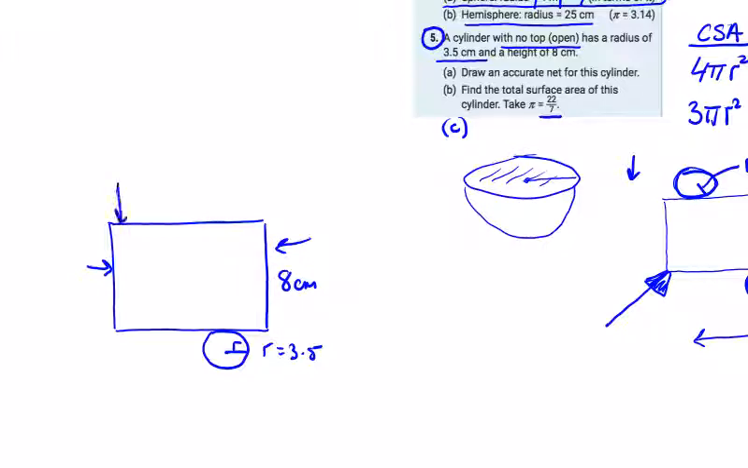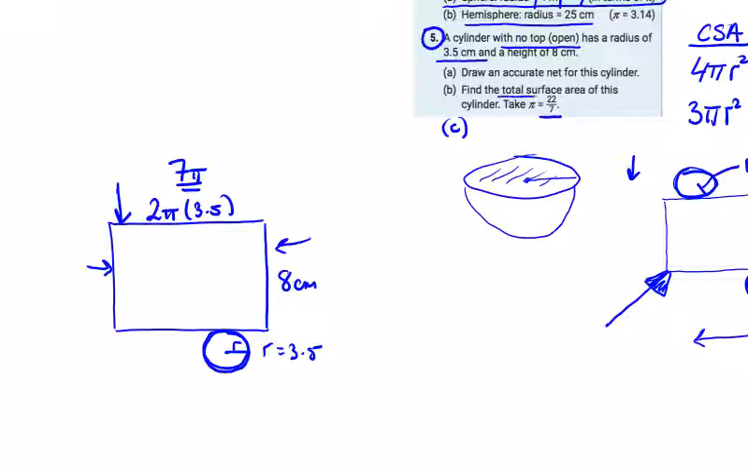Now, what length would this top be? It would be the length of the circle. Maybe we should have made the circle a bit bigger, but the length of the circle is 2 by pi by r, which is 3.5. So this one is going to be 7 pi in terms of pi. If you wanted to do it in terms of pi, we could get the curved surface area in terms of pi, be 8 by 7.